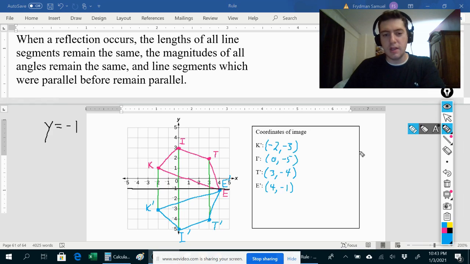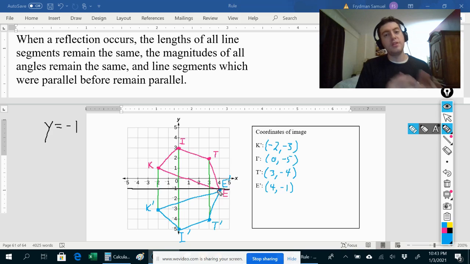So you can see that the length from K to I is exactly the same length as the length from K prime to I prime. Okay, and the length from, just for example, from T to E is the same as the length from T prime to E prime. So the lengths of the line segments have not changed, going from the original shape to the image.